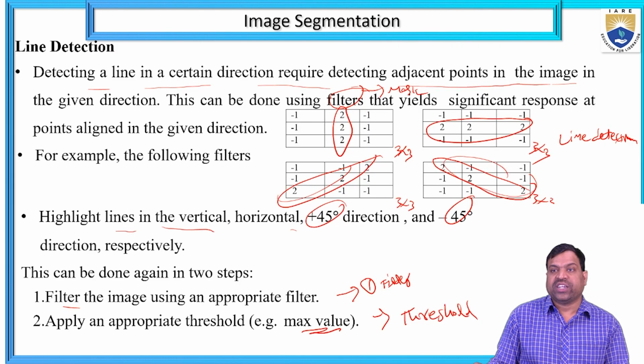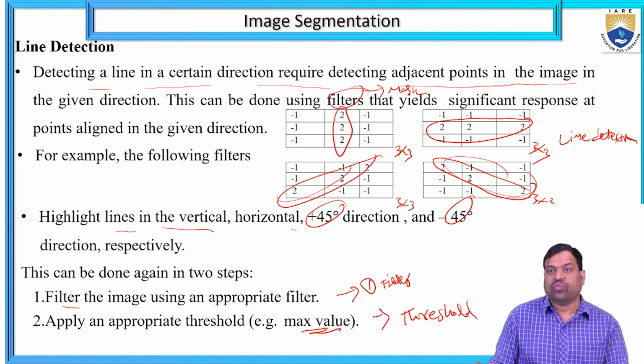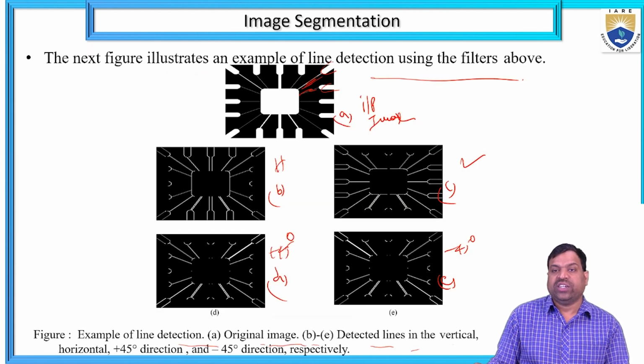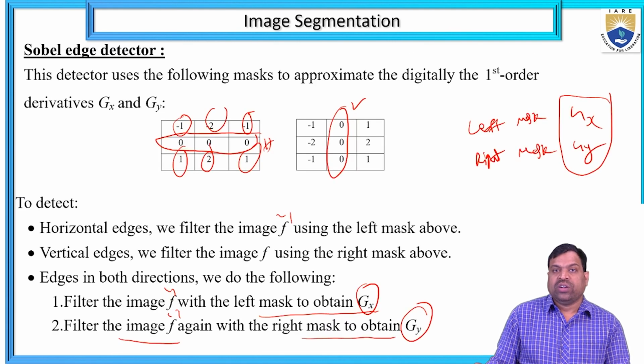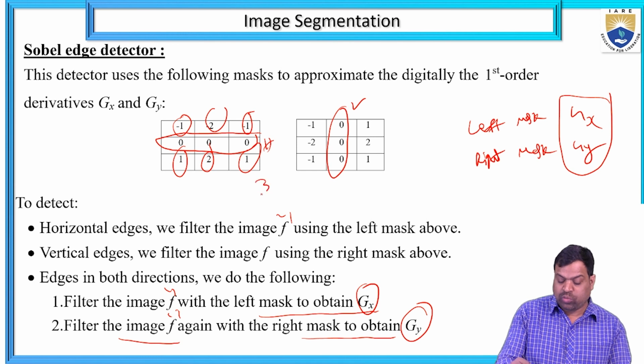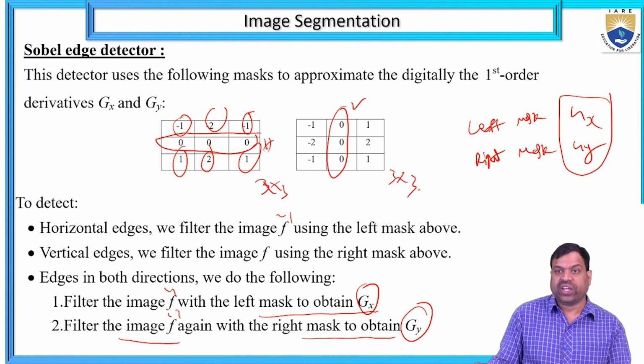And this is line detection. It is a mask using horizontal, vertical, minus 45 degrees, and plus 45 degrees angles to do image segmentation with line detection. It is a good example of finding the lines and detecting them in the original image. This is the Sobel edge detector. Definitely we have to use two matrices. The first matrix is for horizontal values, the second matrix is for vertical values.